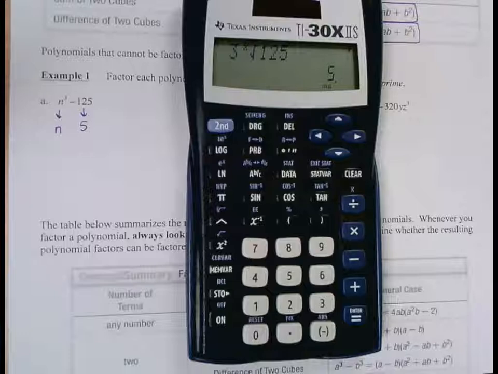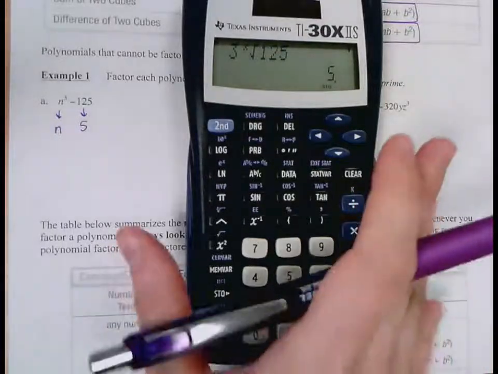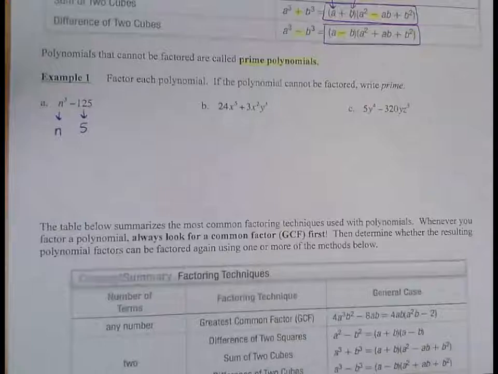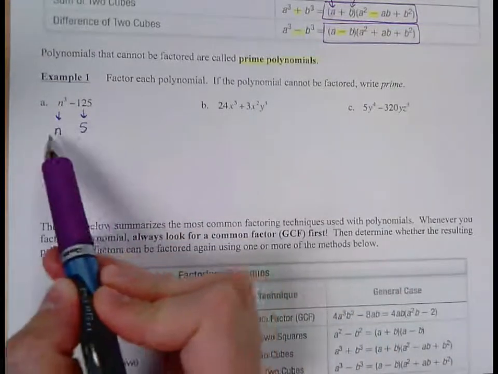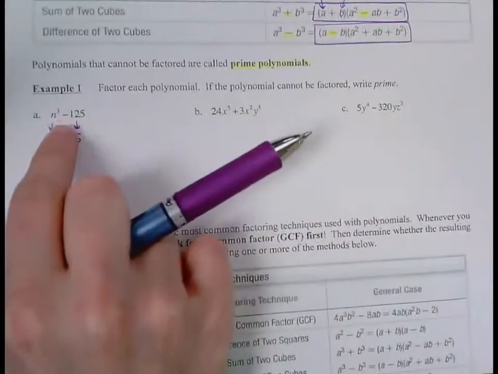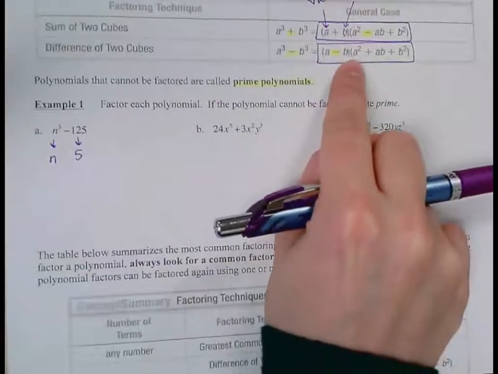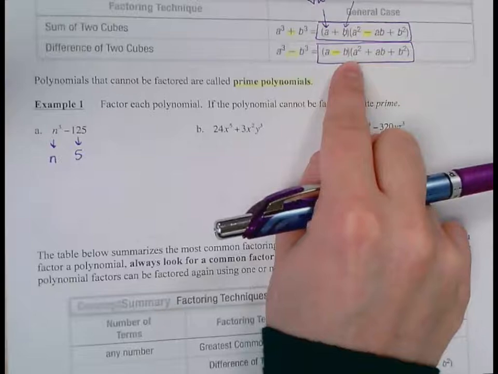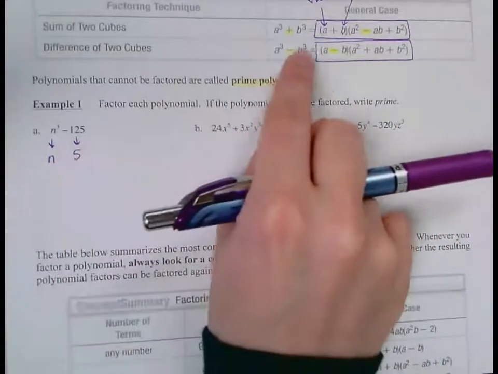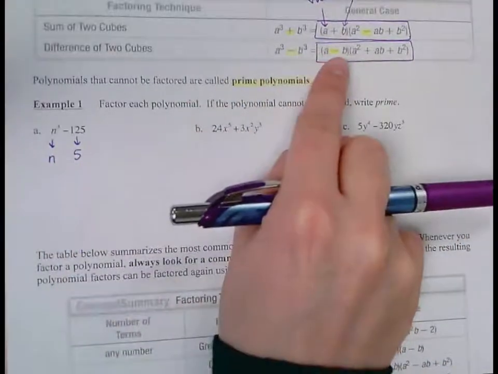Okay, so I know that was quick. I know you don't all have this calculator. So again, when you're working on example C and I'm walking around, if you have questions on your calculator, let me know. I will help you out. So once you find the cube roots, I have a difference of perfect cubes. Since they're being subtracted, I want to use that second formula that's in the box above. N is like the A in the formula, 5 is like the B.